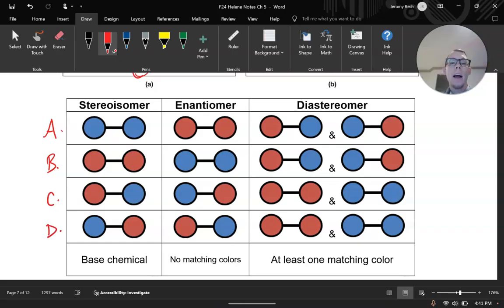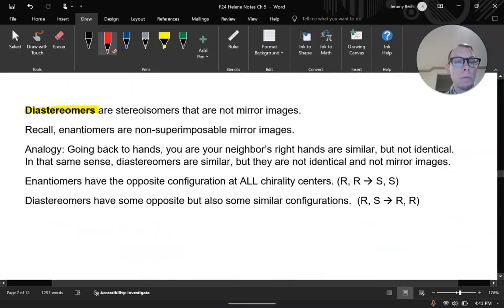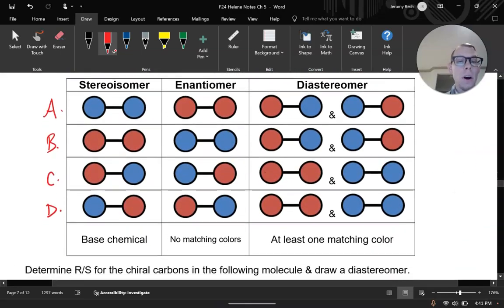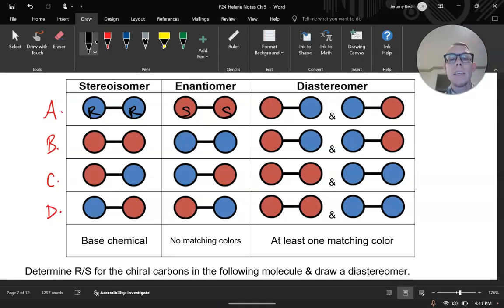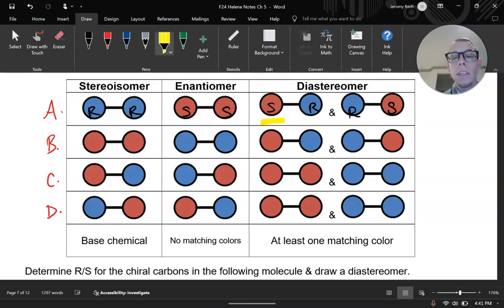If we look at A, our original molecule has 2 blue configurations, and I think we called blue R. So originally, we said that this is an RR. An enantiomer of an RR must be an SS. Diastereomers are going to be random mixtures, so an SR or an RS, where one of them has changed but not the other. So for example, this one has changed but the other one has not. And those are going to be your examples of diastereomers.